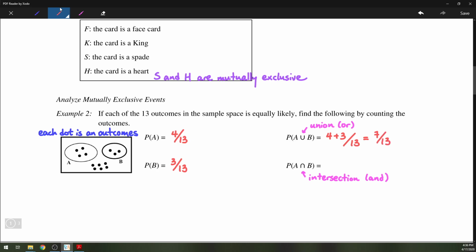And for the intersection, well, you can see that A and B do not intersect. So there's 0 outcomes that they have in common, which means the probability here is 0. And the important thing to draw back to what we have been talking about is that A and B are then mutually exclusive. If their intersection is empty and that probability is 0, then the events are mutually exclusive.